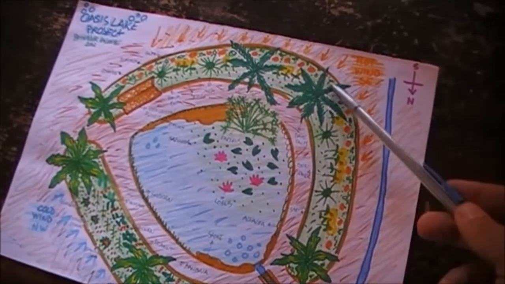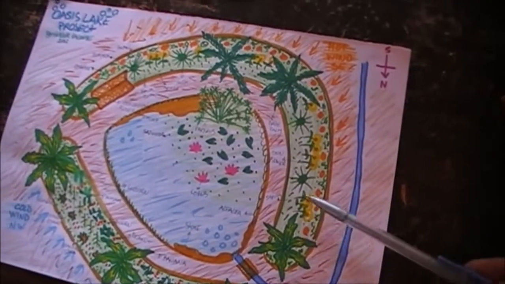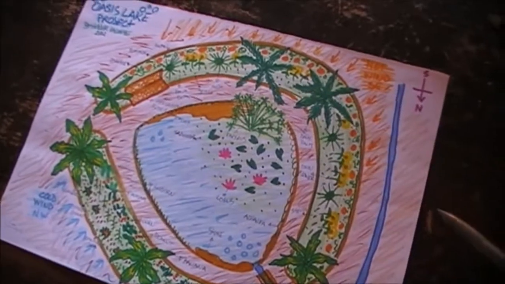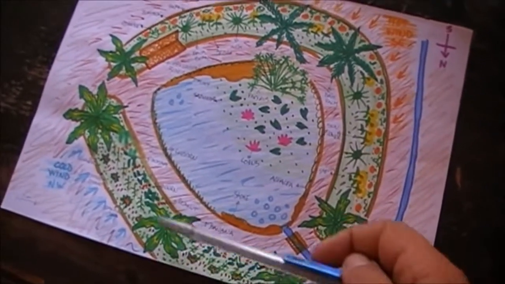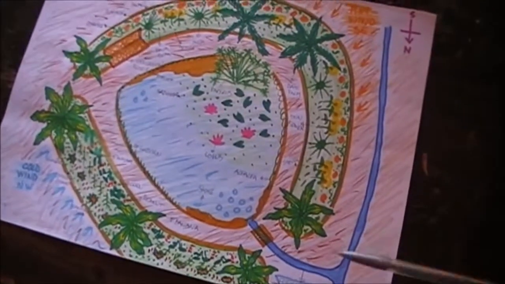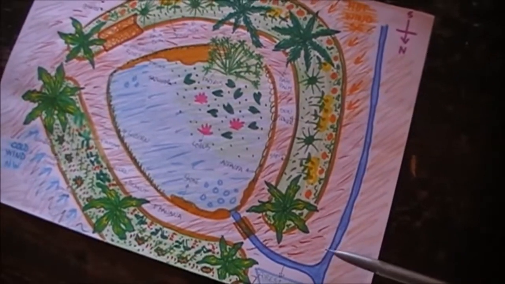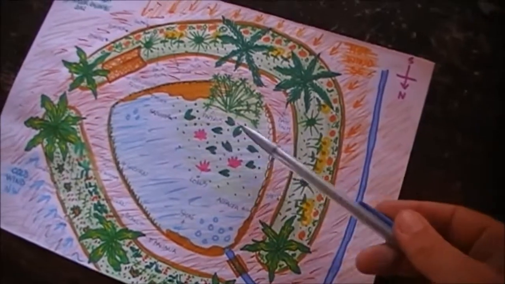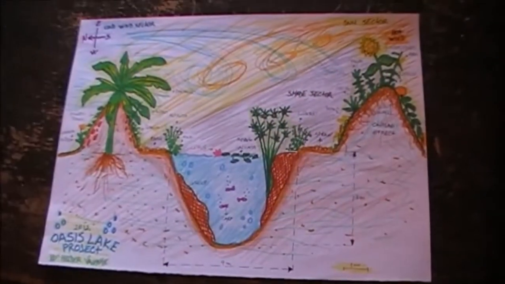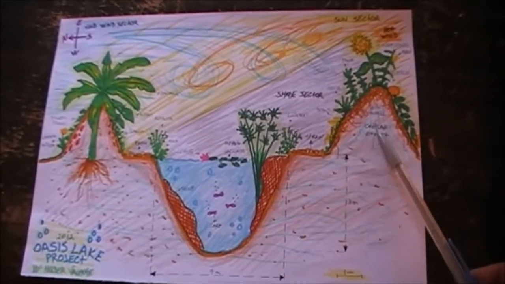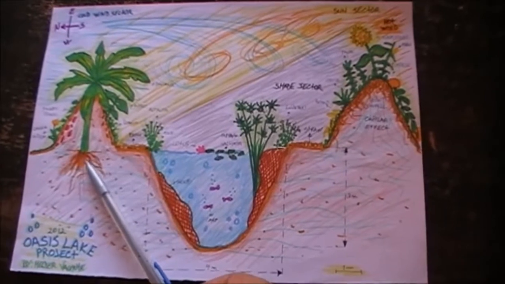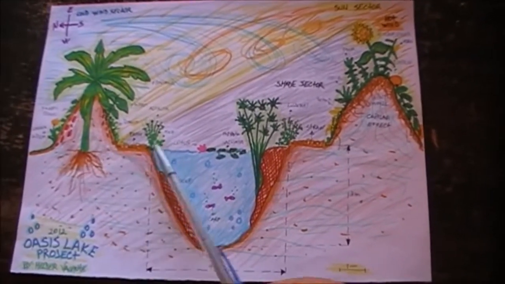These are date palms. I planted sunflower, corn, pumpkins, sweet potatoes, peanuts, luzerne, many plants to protect the pond from evaporation. This is the profile of the pond. These are the big walls, the raised beds. This is the path around the lake.